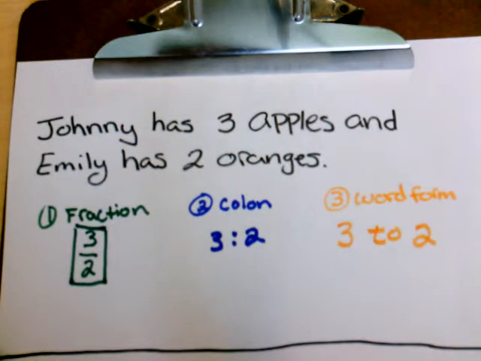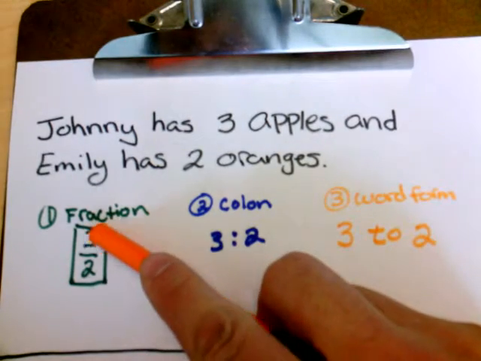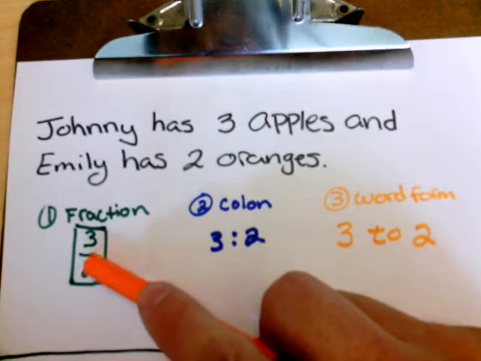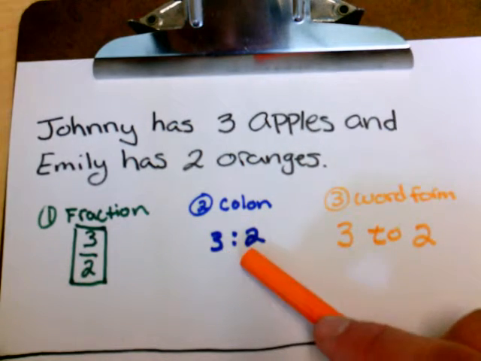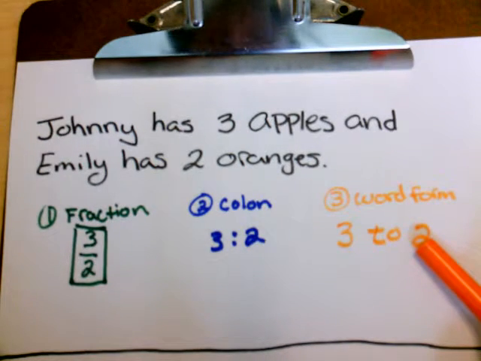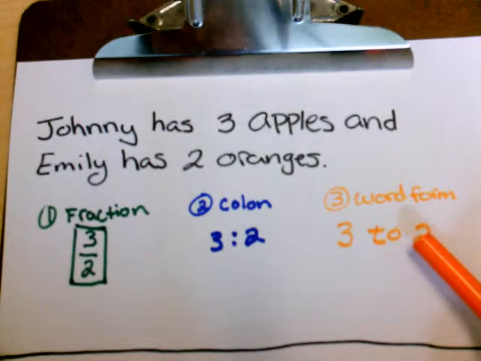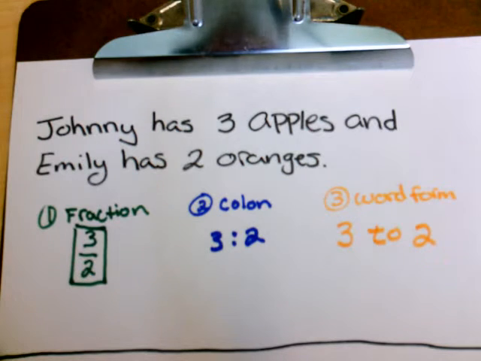And just talking about them each way, for fraction form, we're talking about 3, the fraction bar is the word "to", and then the number 2. Alright, so that's just talking about ratios. How do we write them, the 3 different ways, and how do we say them? Ratios, once again, are comparing 2 different items. Alright, in this case, 3 apples to 2 oranges.